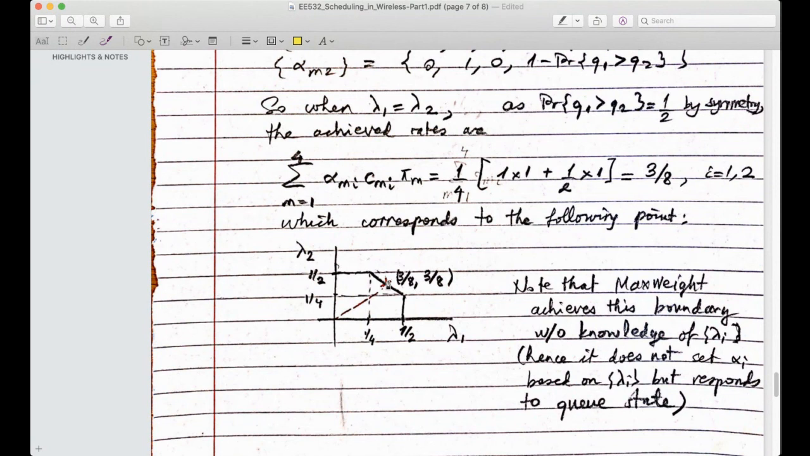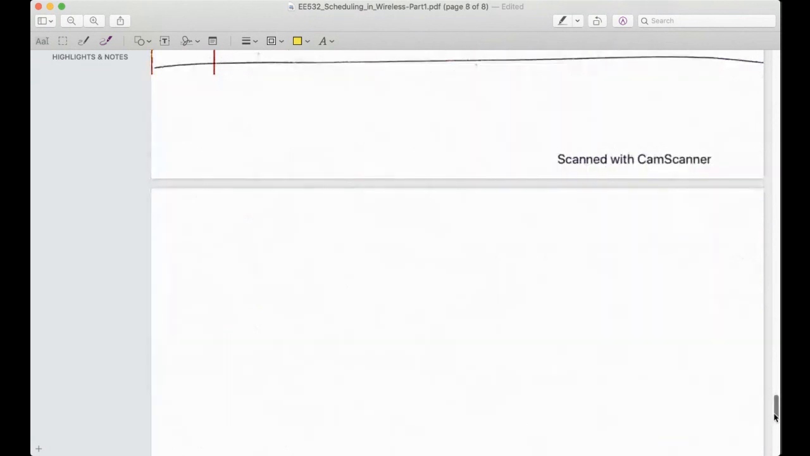When lambda 1 is not equal to lambda 2, max weight will achieve other points on this boundary. But it will always achieve the capacity region. And it is striking that it does this not based on the arrival rates, but simply by responding to the Q state.